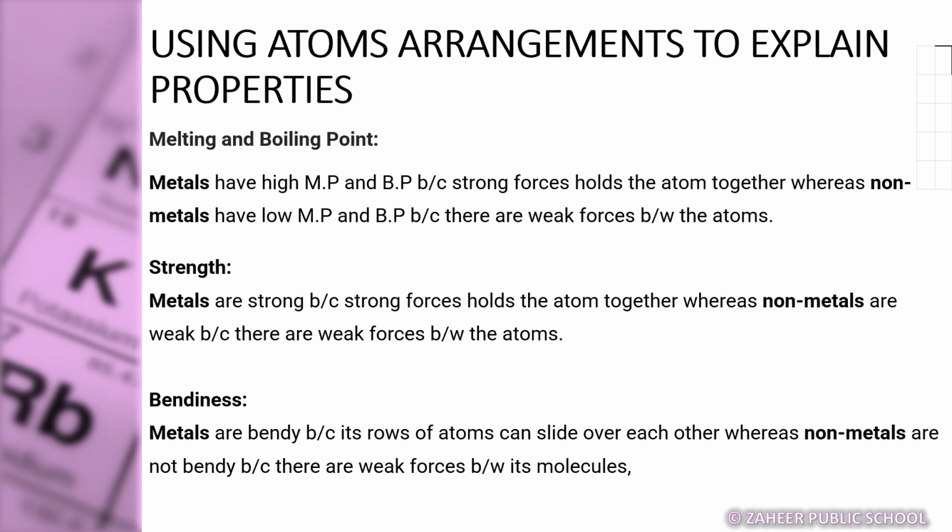The property of strength: metals are strong because strong forces hold their atoms together, whereas non-metals are weak because there are weak forces between the molecules. The property of bendiness: a thin sheet of metal is bendy because its rows of atoms can slide over each other, whereas non-metals are not bendy, they are brittle, and you can easily tap them with a hammer. They can break because there are weak forces between their molecules.